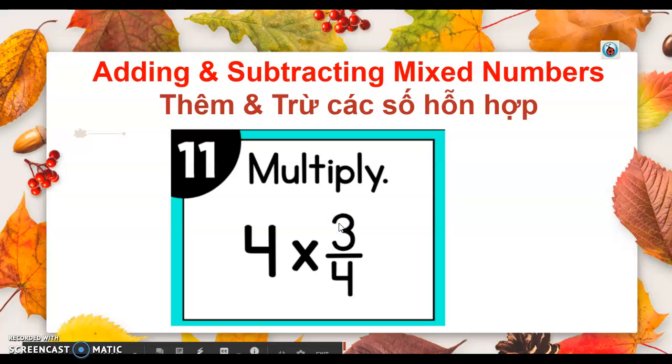Before you go, try this problem. Multiply 4 times 3/4. Please show your work in your notebook.